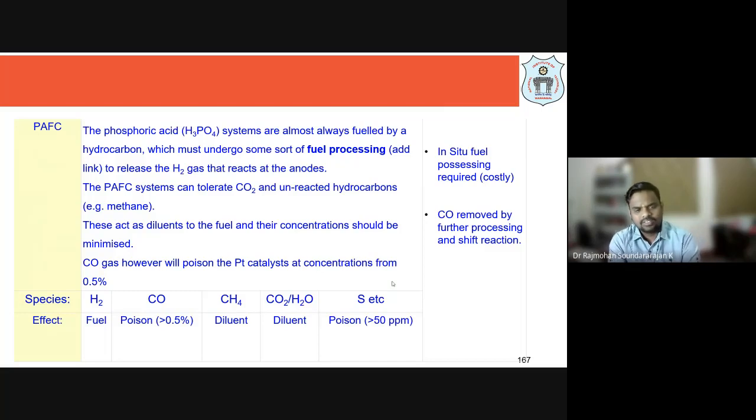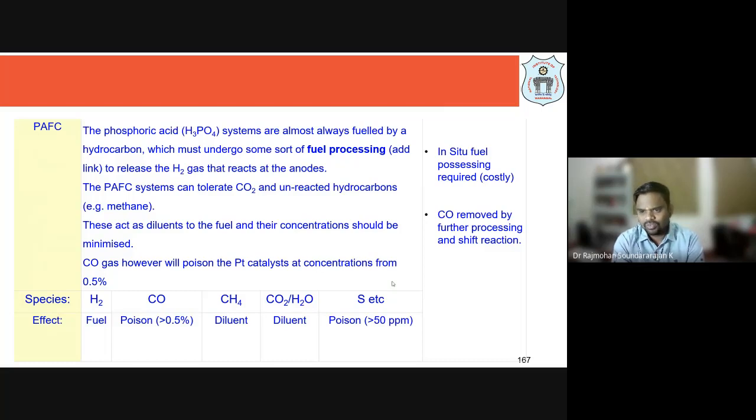And this acts as diluents to the fuel, and the concentration should be minimized. CO gas, however, will poison the platinum catalyst if the concentration is more than 0.5 percent. So that is the one issue we have. CO gas formation should be avoided if you are not using hydrogen and using any other hydrocarbons. Okay, so that is the thing.